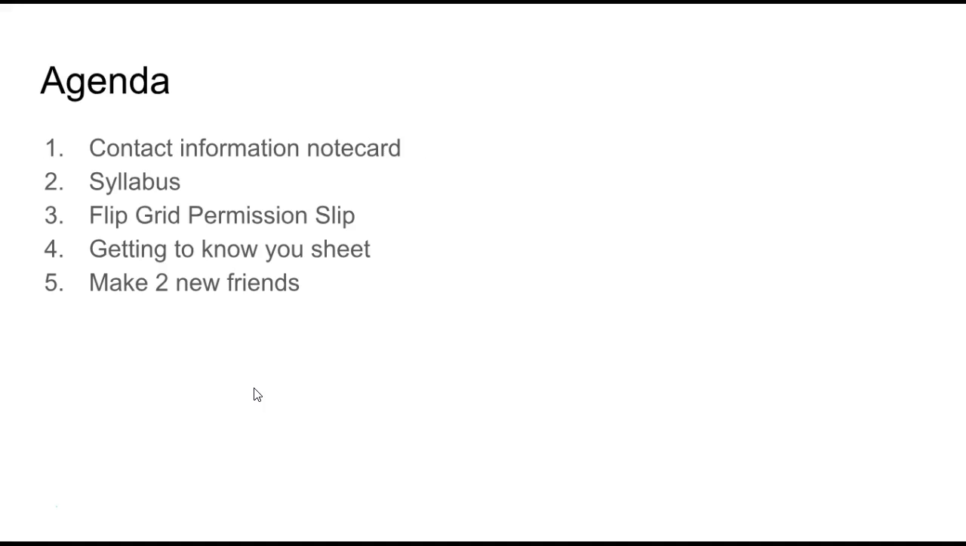What we are going to do today is first fill out a contact information note card. We are then going to go through the syllabus. Next, we will talk about Flipgrid and the permission slip that you need to get signed for that. And then finally, to end the lesson, we are going to do the getting to know you sheet, allowing you guys to meet with 2 new people.